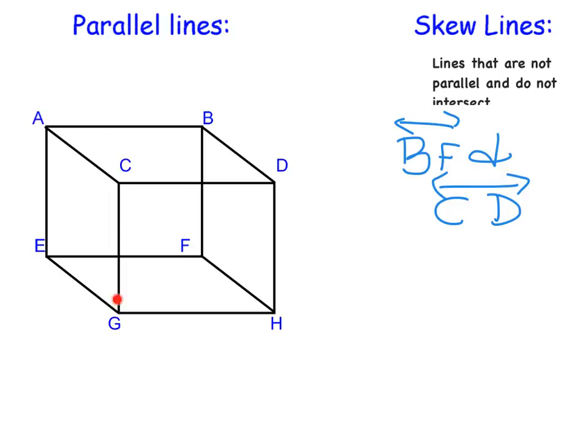Just to show you another example, let's find another pair that are skew. Let's say I start with this one, CG. That's going up and down. I could find EF across the back of the box. They don't touch, they don't intersect, and they're not parallel. How about DH? That could also go with EF.